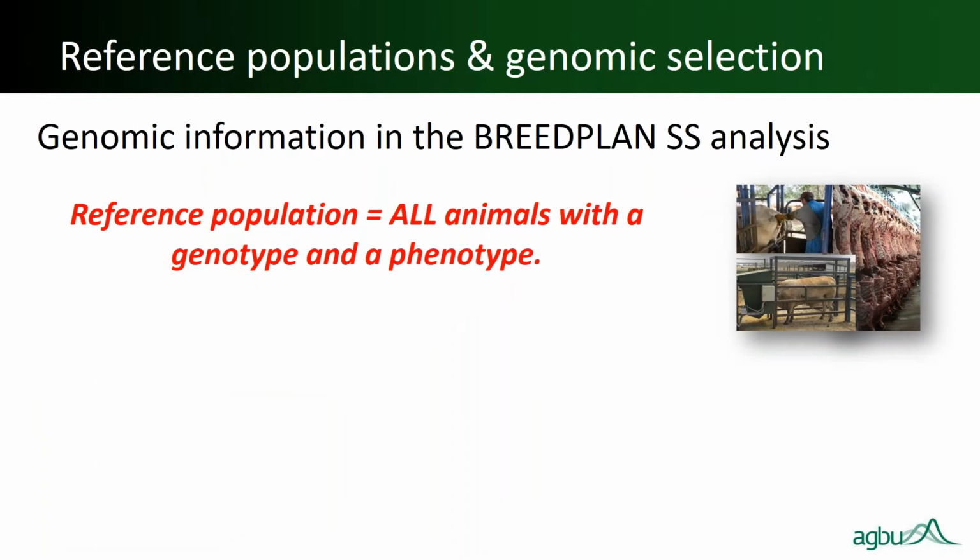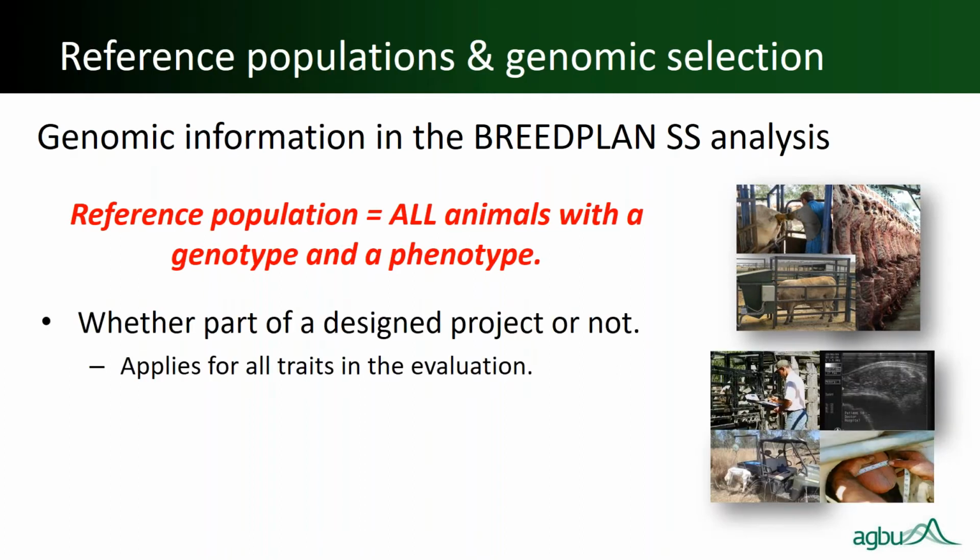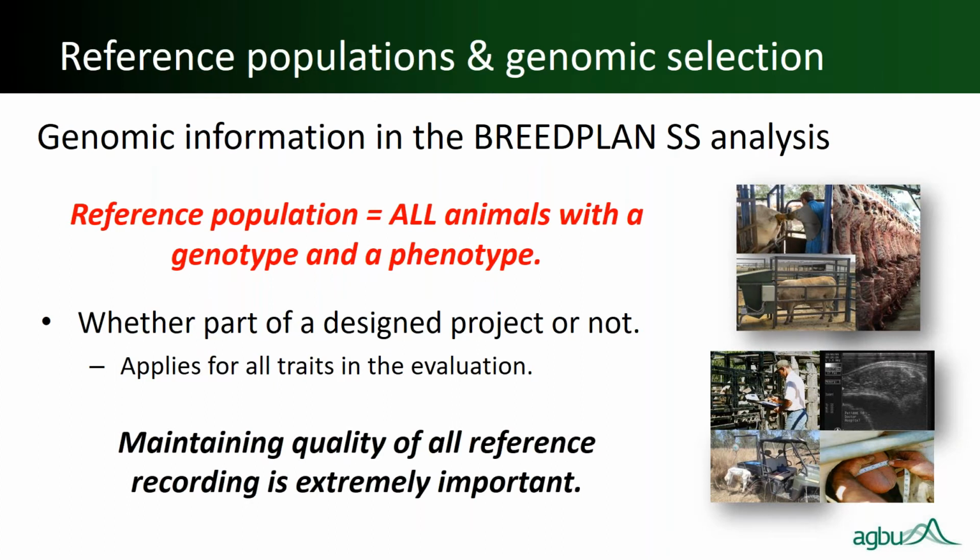As we talk about these reference populations, it's important to understand that we're doing a lot of work in these projects, but really any animal that has both a genotype and a phenotype is part of the reference, whether they're part of a design project or not. It applies to all of the traits in the evaluation, and it means it's really important that any recording in those animals with genotypes be as accurate as possible. By having both genotypes and phenotypes, their information is supercharged in the evaluation, and making sure that recording is accurate is key.